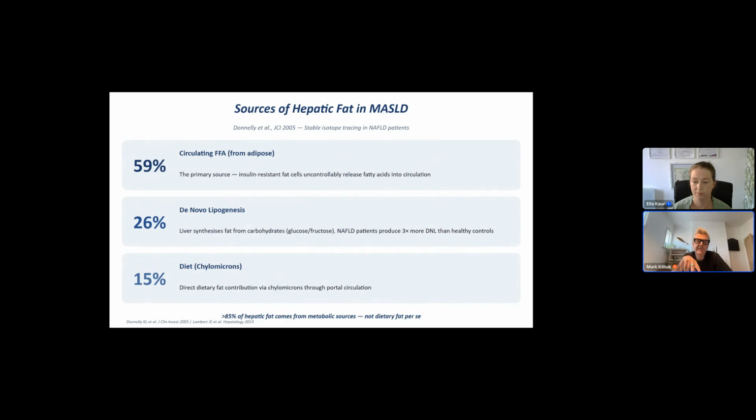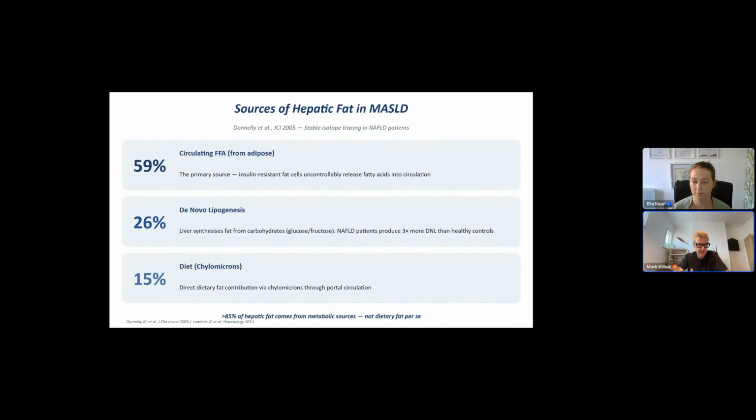Only 15% came from the chylomicron, the dietary fat that we actually absorbed within the digestive system. So that means telling a patient with fatty liver to eat a low-fat diet only addresses 15% of the problem at absolute best.